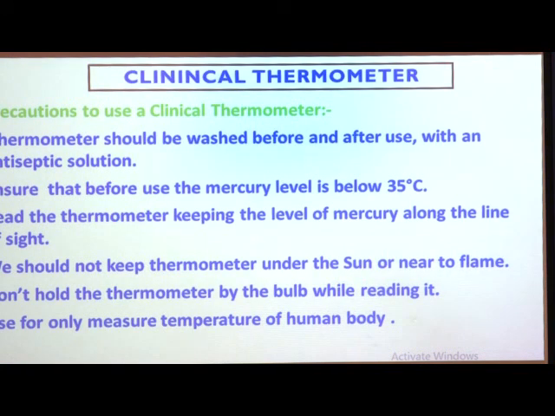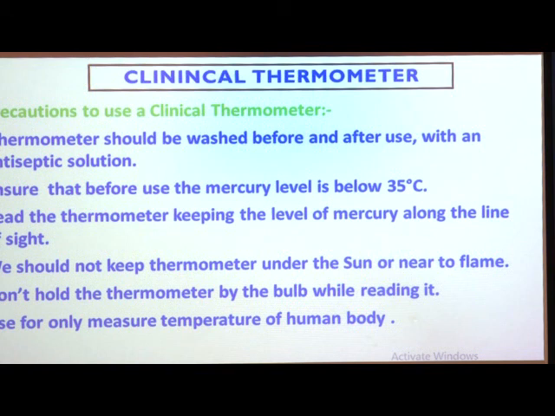Then some precautions are given here. The steps we discussed. Now these precautions are here. The thermometer should be washed before and after use. Second, the mercury level has to be below 35 degrees Celsius. Read the thermometer keeping the level of mercury along the line of sight, like this. I showed you this picture, how you have to hold that thermometer along with your eyesight. Then we should not keep the thermometer under the sun or near a flame.